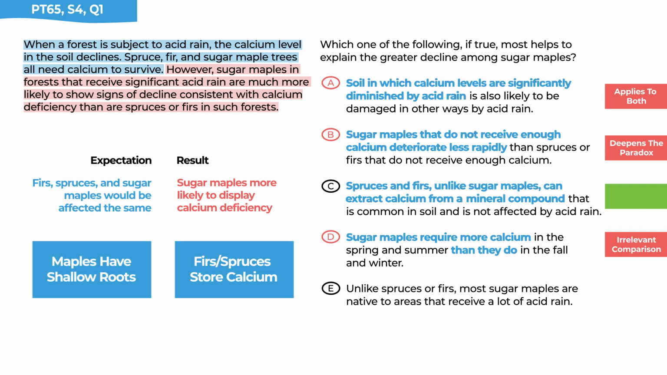Answer choice E says that unlike spruces or firs, most sugar maples are native to areas that receive a lot of acid rain. Well, this is talking about sugar maples that are native to areas that receive a lot of acid rain. If what we were trying to explain is why sugar maples are exposed to a lot of calcium deficiency from acid rain, while firs and spruces are not, this could be an explanation of that oversimplification. But if we look very carefully inside of the stimulus, we're talking about a comparison between firs and spruces that are washed out with acid rain and sugar maples that are washed out with acid rain. But this answer choice doesn't explain why sugar maples that are exposed to acid rain are more likely to show the deficiency than firs and spruces that are also exposed to acid rain. So we've got to get the comparison right. As it is, this is an irrelevant one. And so that leaves us with answer choice C as the correct answer.